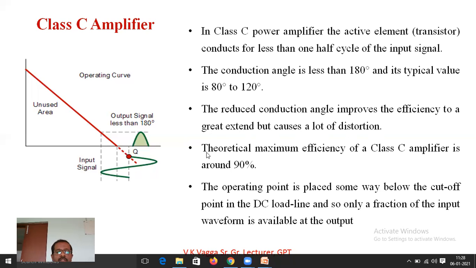Okay, the theoretical maximum efficiency of the class C amplifier is around 90%.